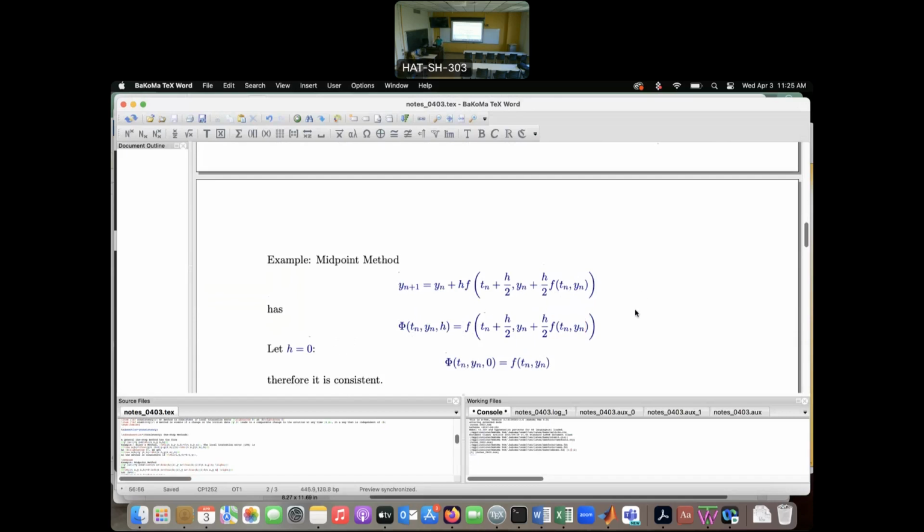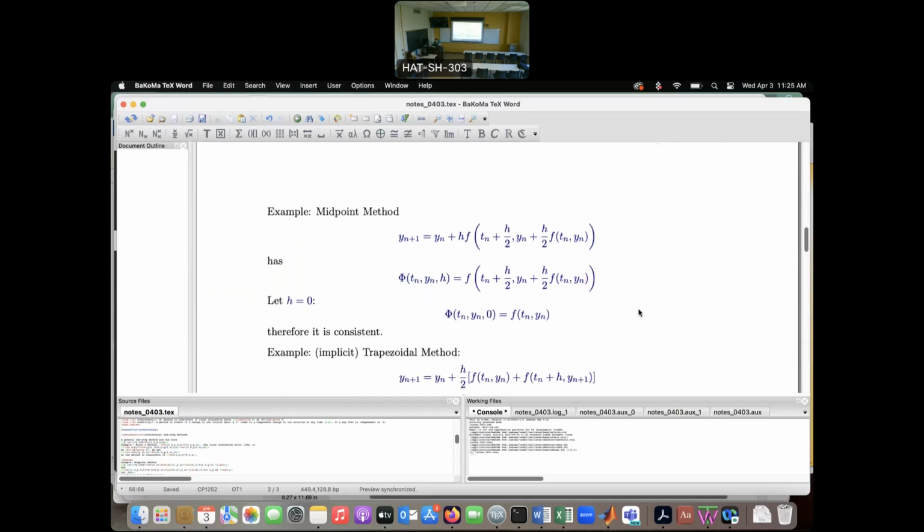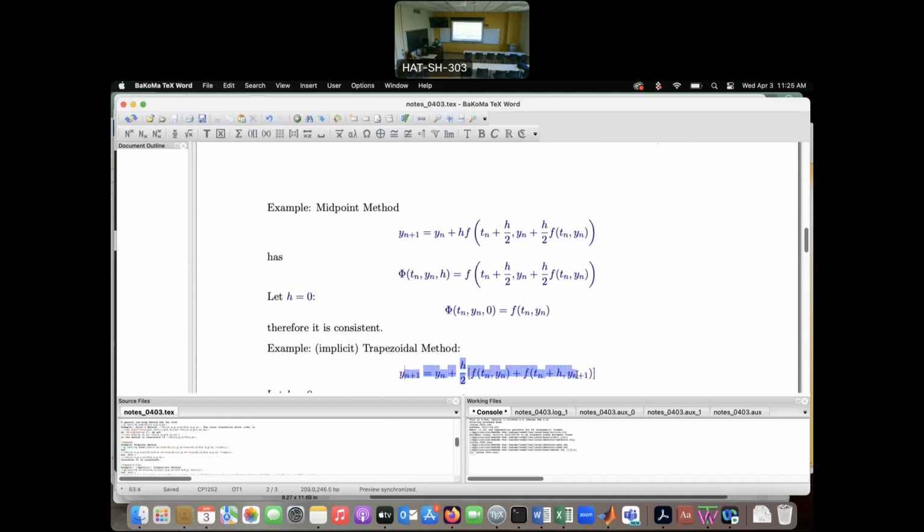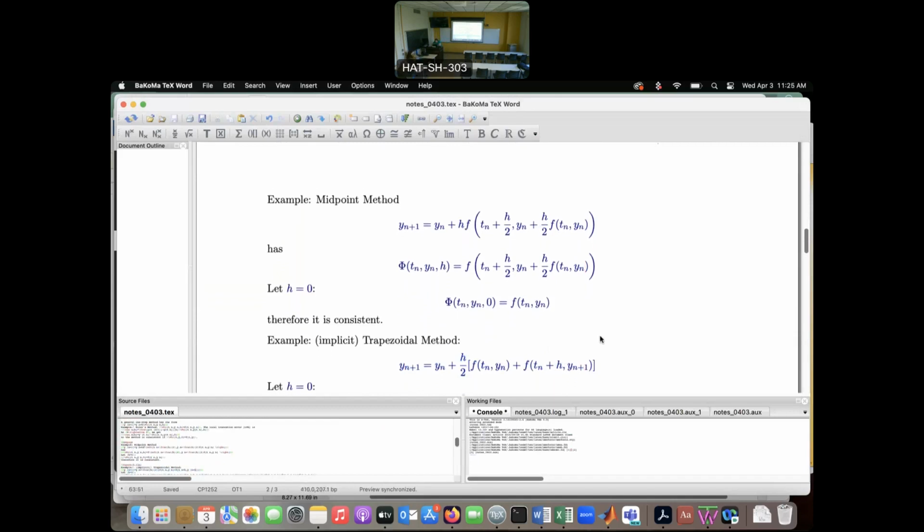Now, as for an implicit method, that's a little trickier. So, trapezoidal method. So here's the actual method where we evaluate f at t n, y n, and then again at t n plus 1 and y n plus 1.